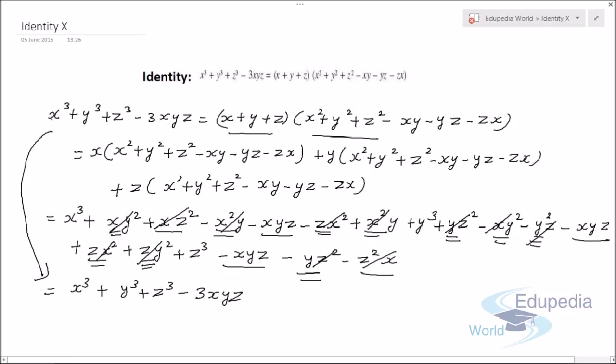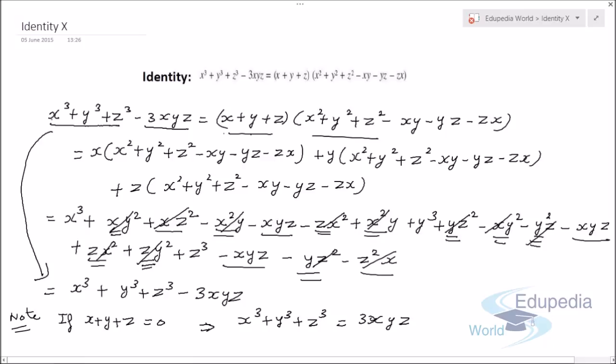Now we have a special case for this identity. The case is if x plus y plus z equals 0, then we have x cube plus y cube plus z cube equals 3xyz. How? See, we have the identity x cube plus y cube plus z cube minus 3xyz equals x plus y plus z into this whole term.